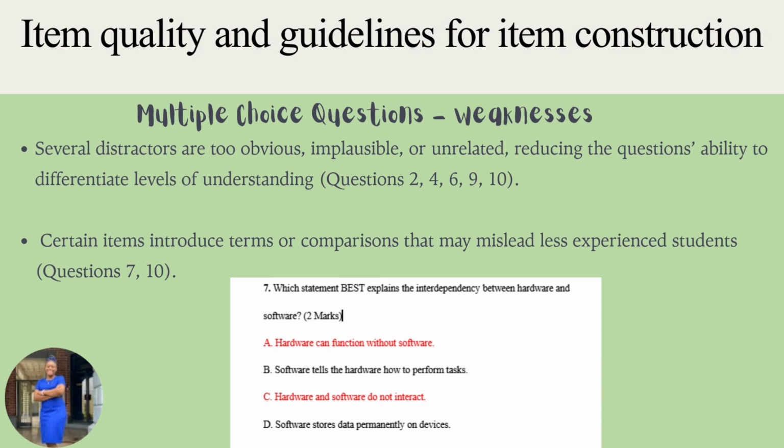And there were certain items that introduced terms or comparisons that may have misled less experienced students. We saw this in questions 7 and 10. Here's an example of question 7, which asks which statement best explains the interdependence between hardware and software. The identified distractors were A, hardware can function without software, and C, hardware and software do not interact.